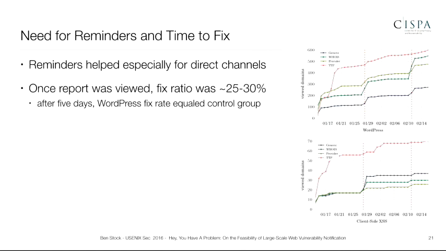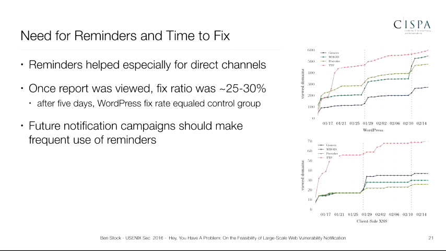What we also found is that the report, once it was viewed, led to about a 25 to 30% fix rate. But after 5 days, the fix rate for WordPress somewhat equaled that of the control group, so the effect had completely gone away. So if I were to do this exact experiment again, I would probably keep sending out emails every 5 days to poke people and say, hey, you're still vulnerable, thanks for viewing the report, but maybe you should do something about this.